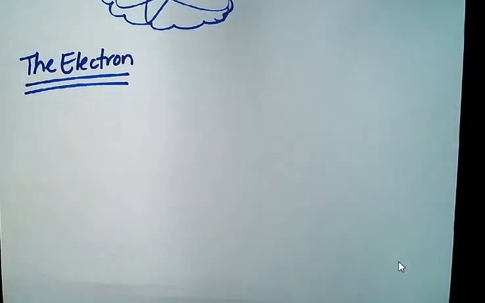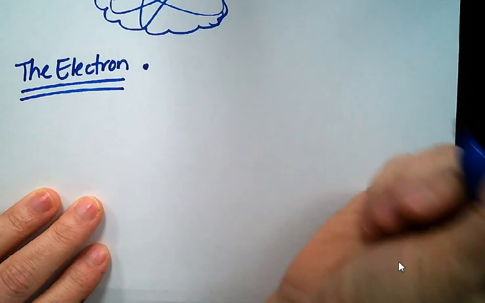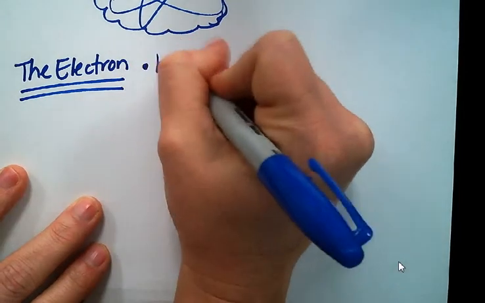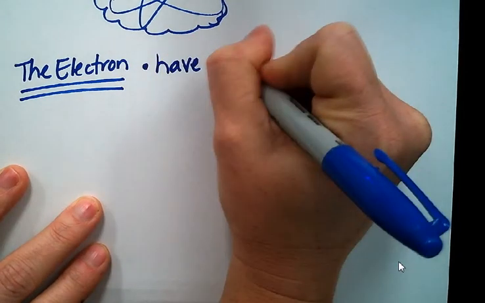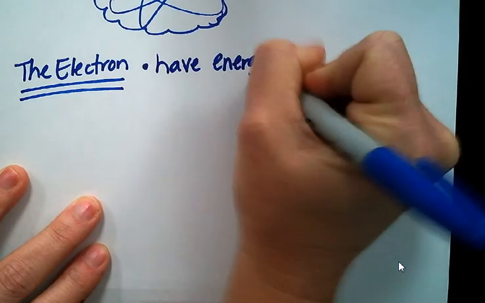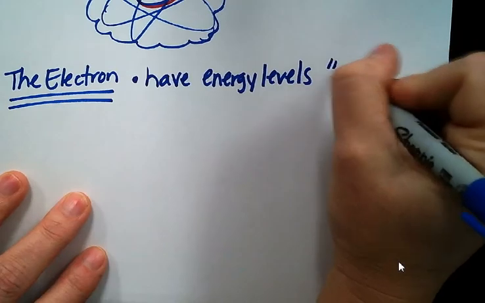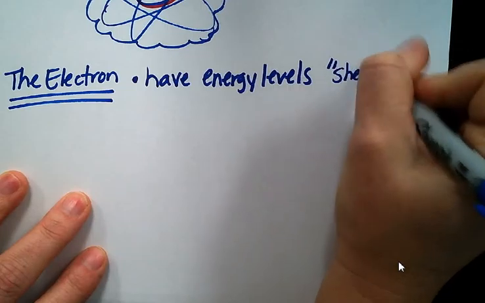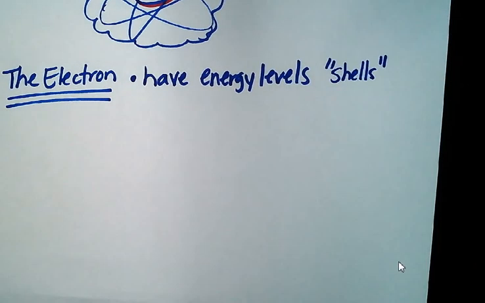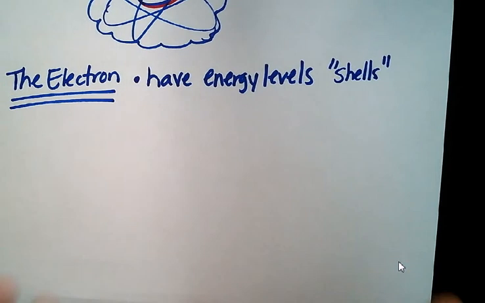Number one thing about electrons is that they have energy levels. And sometimes those energy levels, we call them orbitals, or you'll hear them called shells. Shells, energy levels, right? So they have certain areas where they exist. The more electrons something has, the more energy levels it has. So the bigger the atom is going to be as well, the more space it's going to take up.